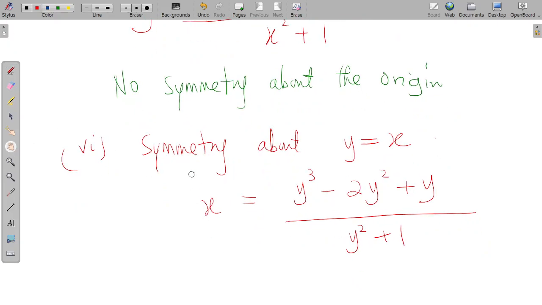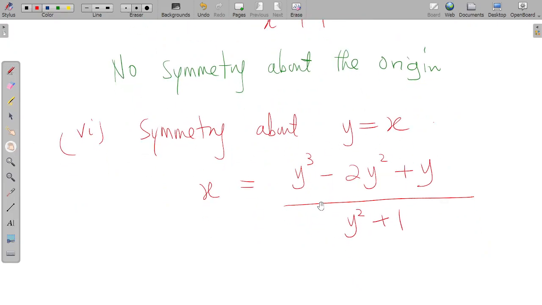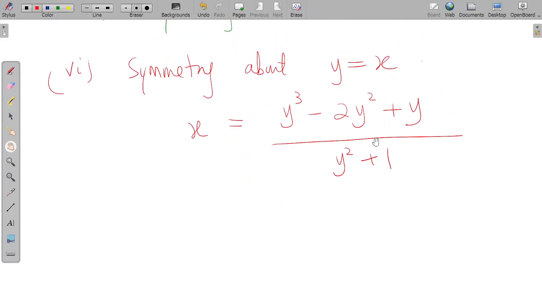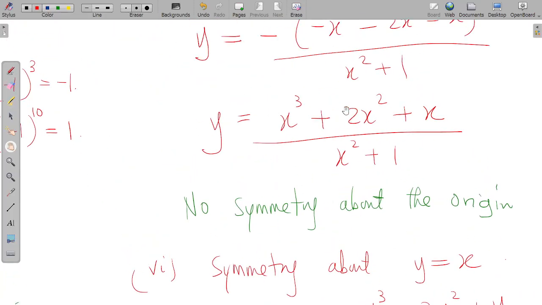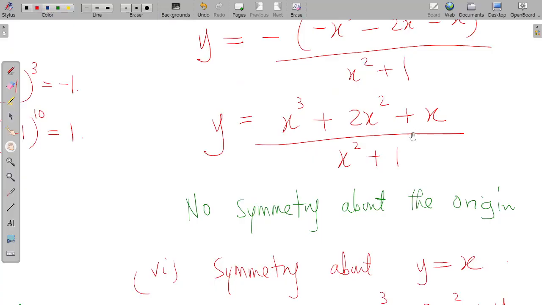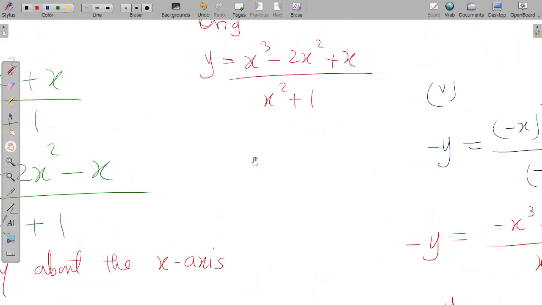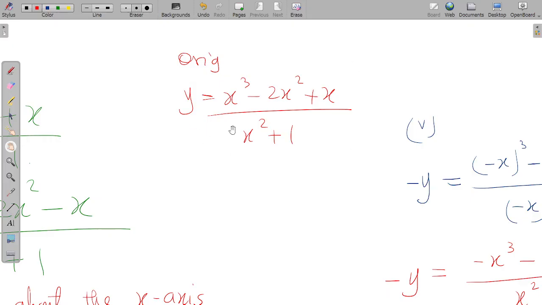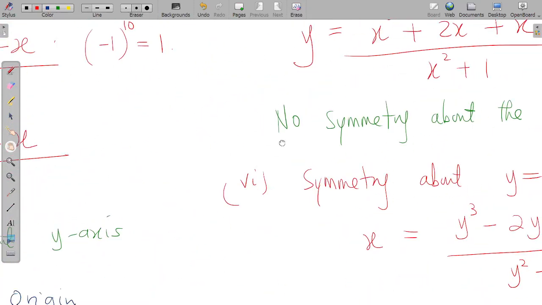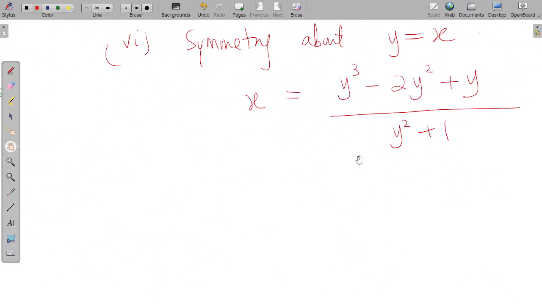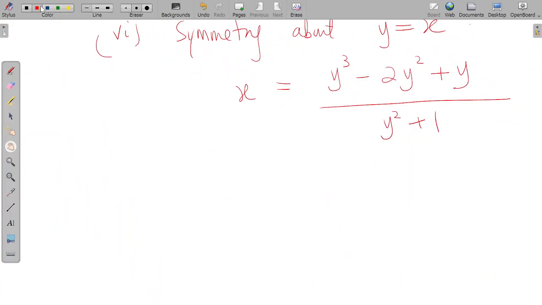Okay, so when we replace every x with y and every y with x, then we make y the subject. Don't forget, when we have this equation, y was the subject. Here, that is the original one. So we try to make y the subject in order to see if there's actually symmetry. And if you cannot make y the subject, it shows that there's no symmetry about the line y equals x.